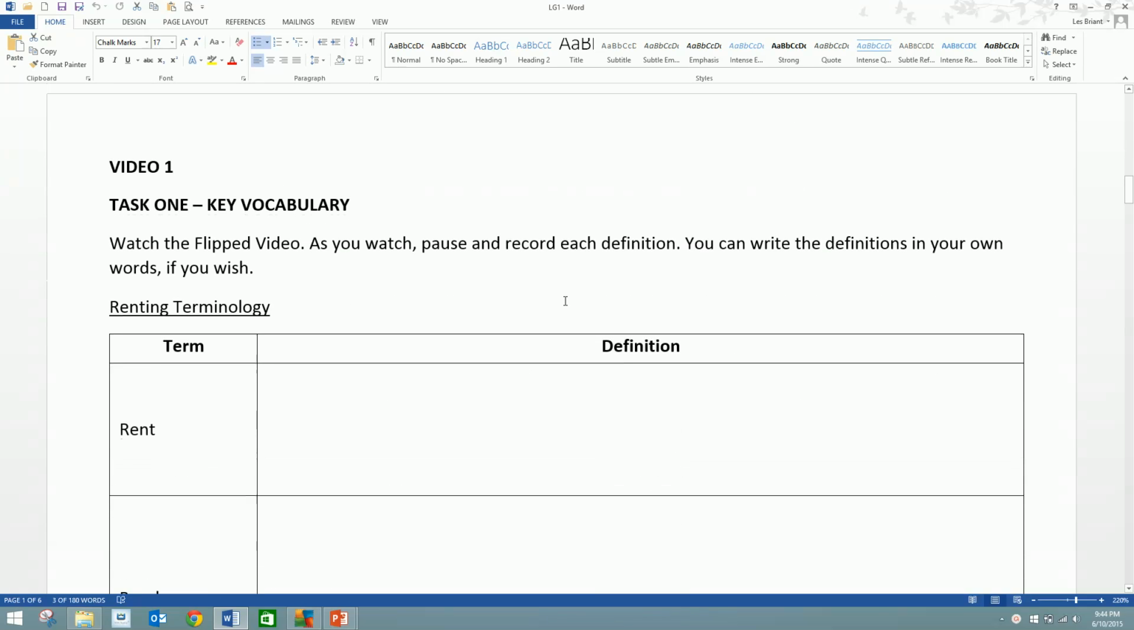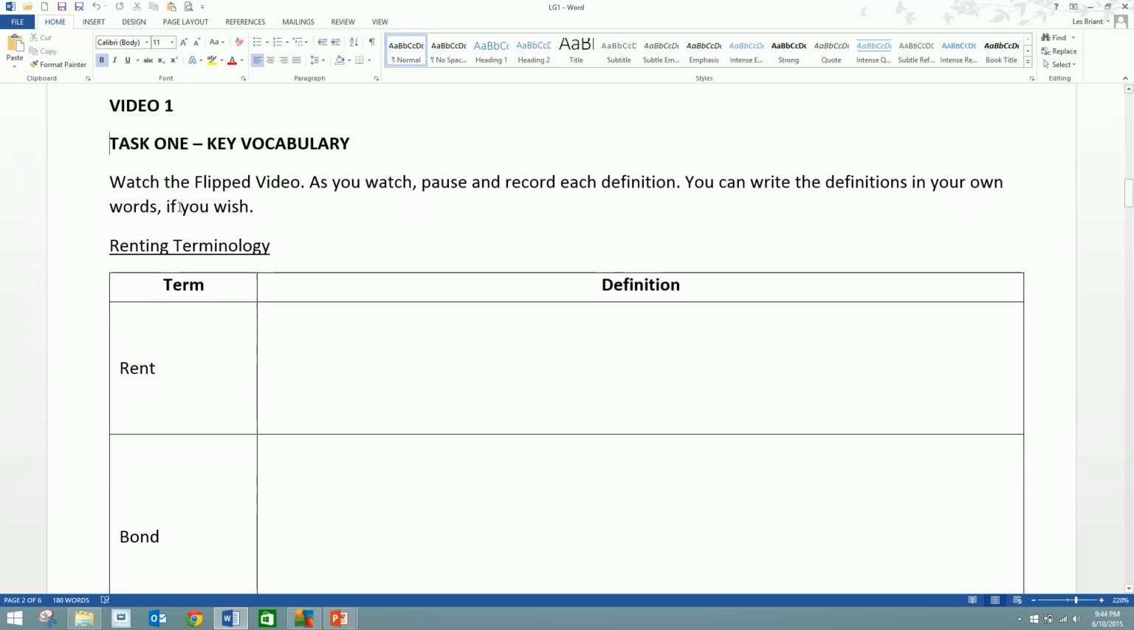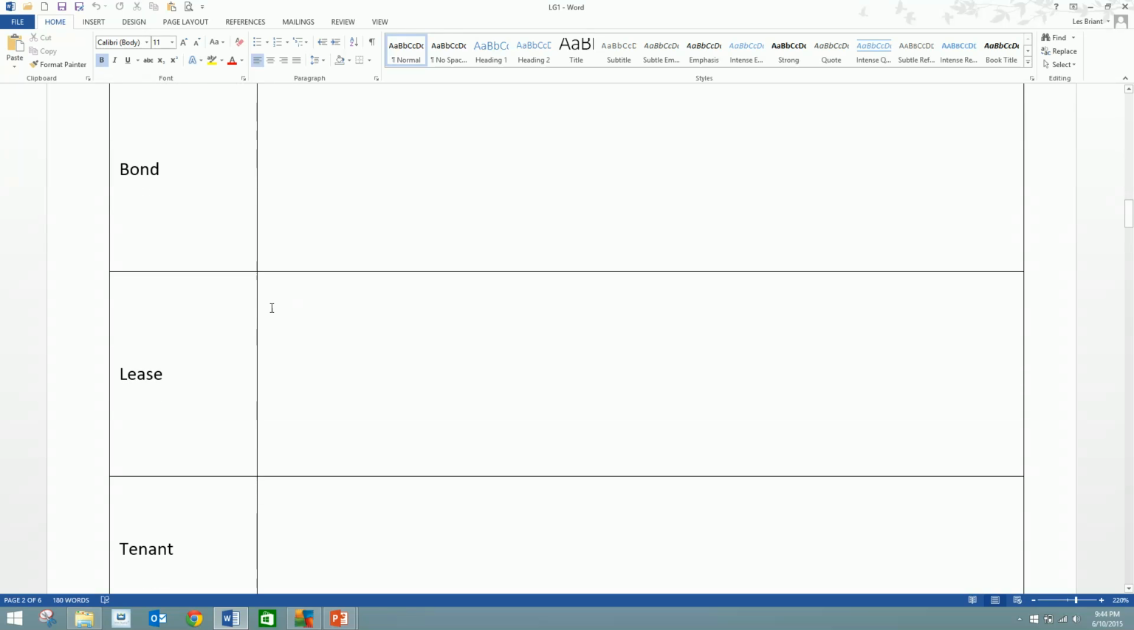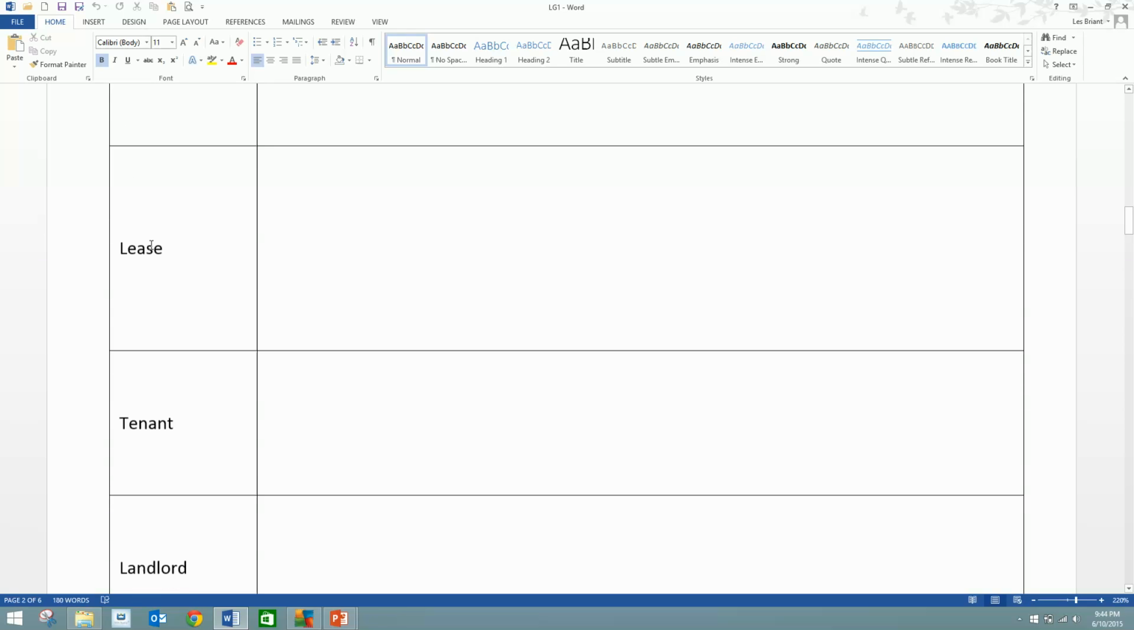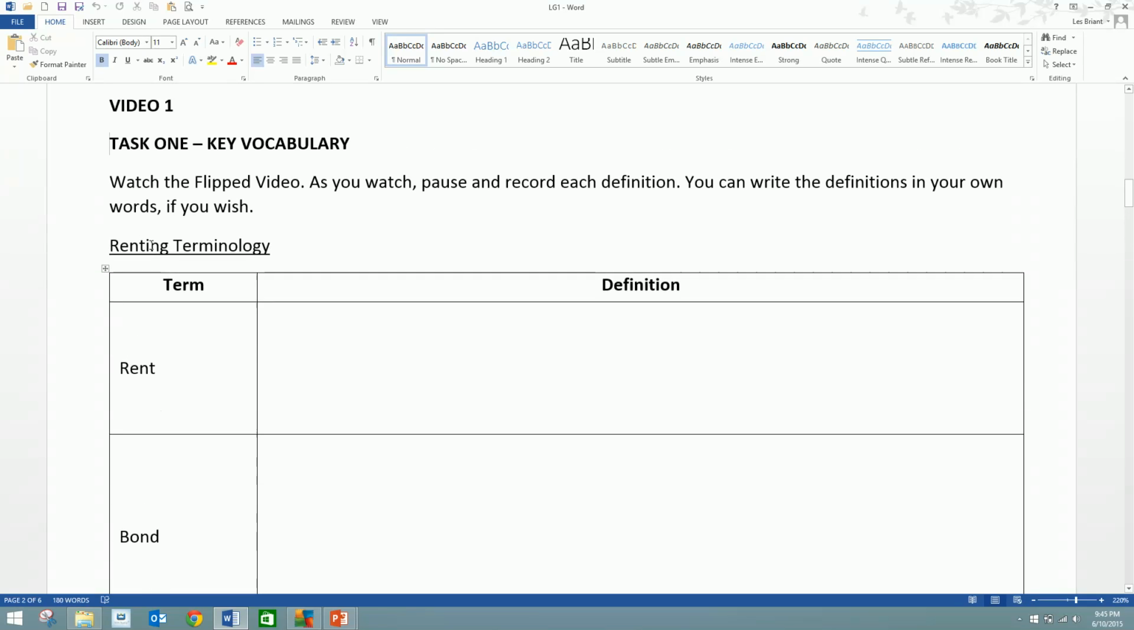So you're here on task 1, key vocabulary. You're watching the video now. As you watch, we're going to go through key terms, and you can pause and record the definition in the table here. You can record the definitions in your own words if you want to. You don't need to do them word for word. So let's jump over and get started.